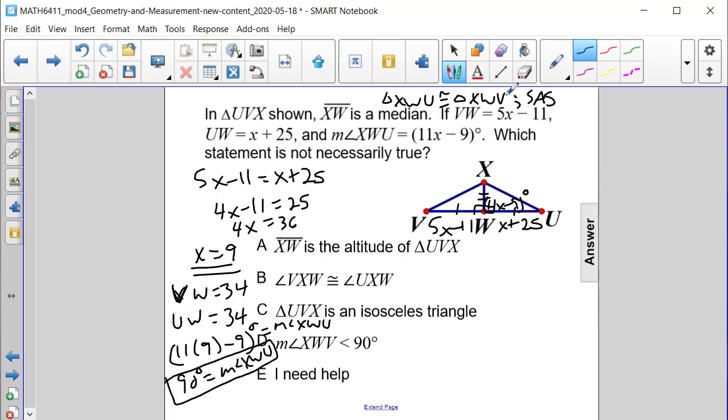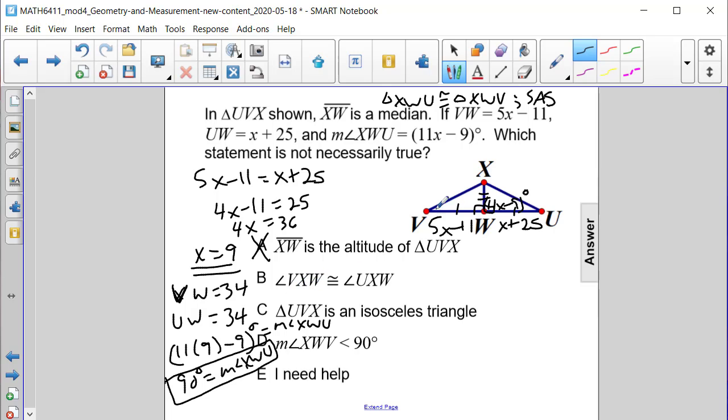And because these two triangles are congruent by side angle side, we can say that XW is the altitude of triangle UVX. And altitude is a segment drawn from a vertex to the side across from it, such that it is perpendicular to the sides. And we have proven that because we got 90 degrees for this angle, that this is indeed an altitude. So that is true.